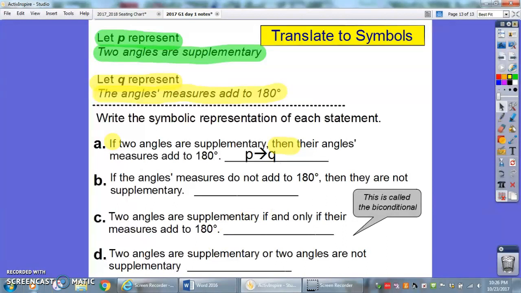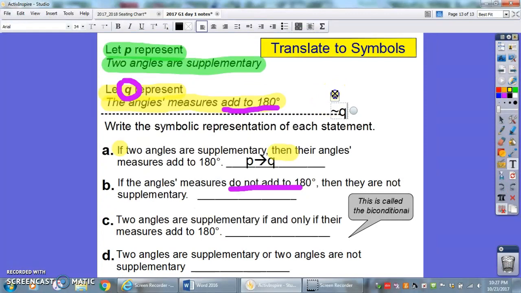The next one, if the angles measures do not add to 180, so I can tell that this has been negated. Do not add to 180, alright? Where up here it says the angles measures add to 180. So I had to negate my letter Q using the symbol for not, which was the squiggle. So I gotta negate the letter Q. So if not Q, again, because it's an if-then sentence. If not Q, then I gotta figure out what would go next. Let me get my arrow.